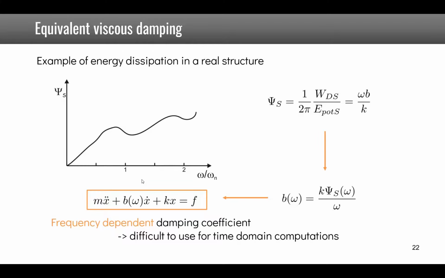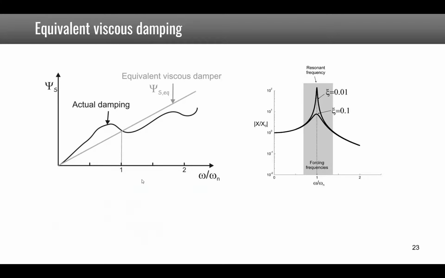Another approach that also works for time domain is based on the fact that we already discussed that for a single degree of freedom system the effect of damping is only around the natural frequency. So it is only important that the actual damping matches the equivalent one around the natural frequency. So we are going to use this viscous damping, which brings a line in this diagram equal to the actual damping at the natural frequency.